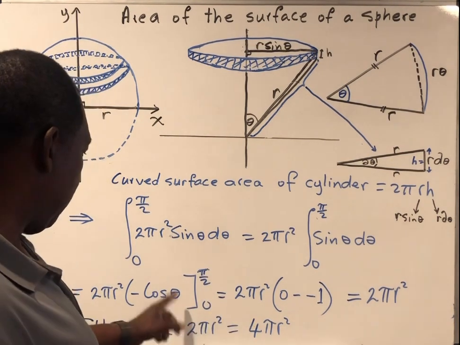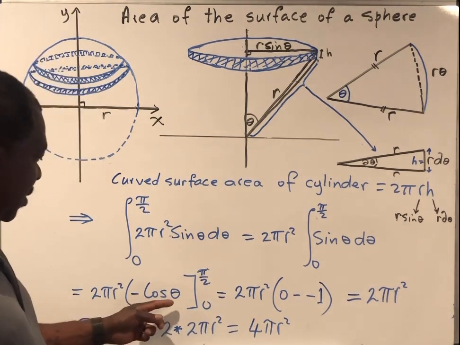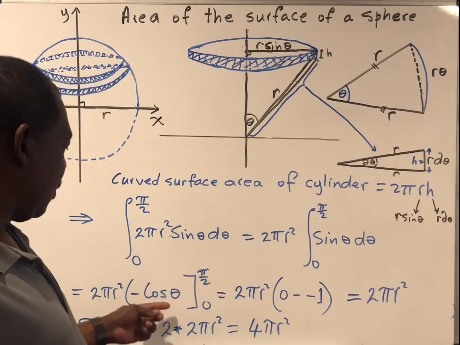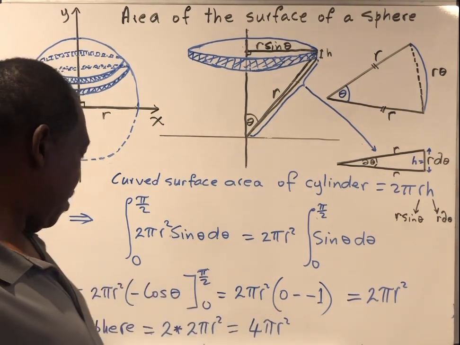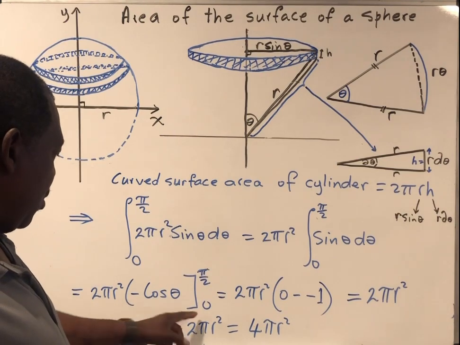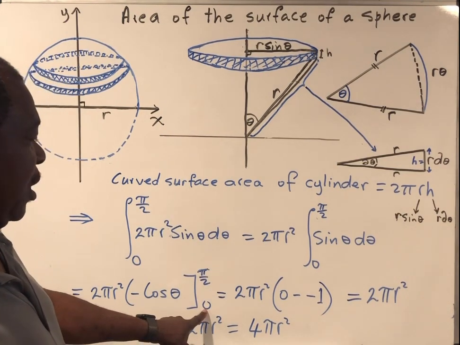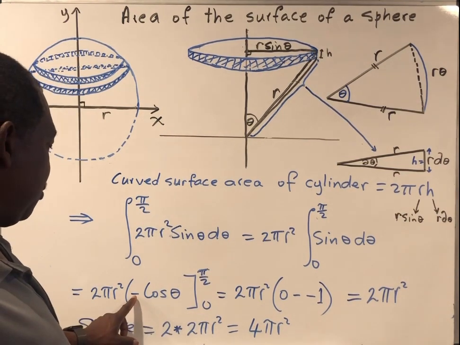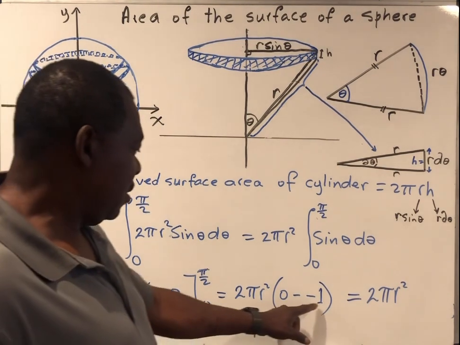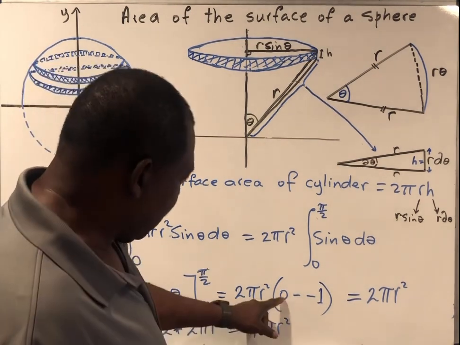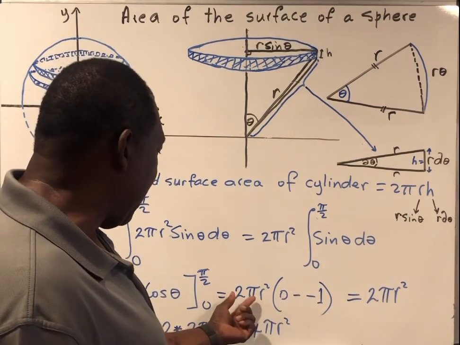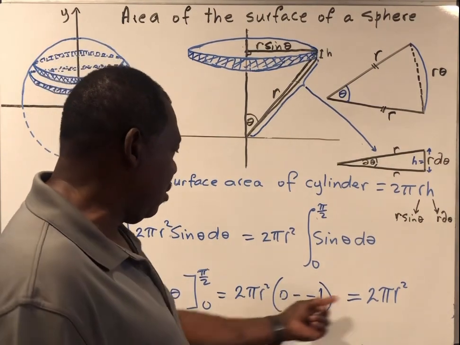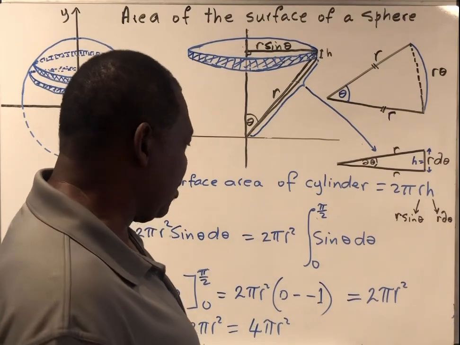And now when we plug in those values, the cosine of pi over 2 is 0. Remember that? And the cosine at 0 is equal to 1. So we are subtracting a negative 1 in that interval. And so 0 subtract a negative 1 is going to give us positive 1 times 2 pi r squared gives us 2 pi r squared.